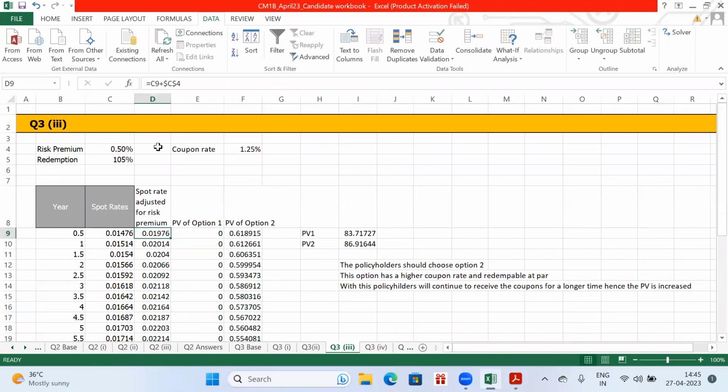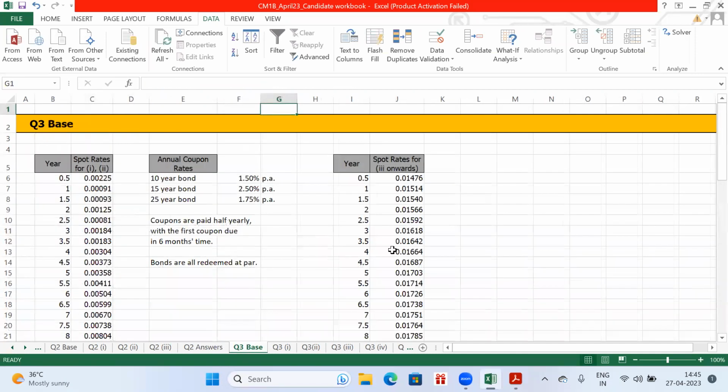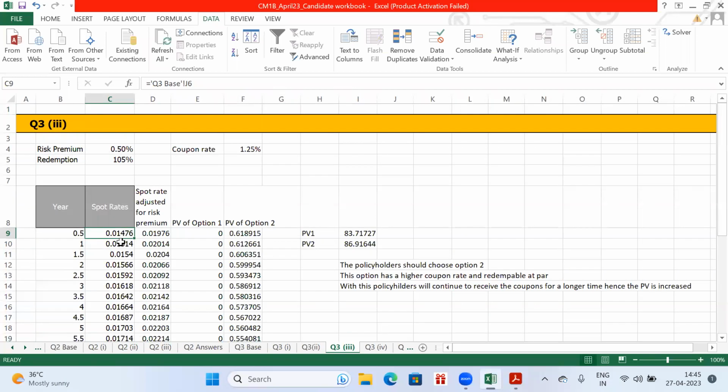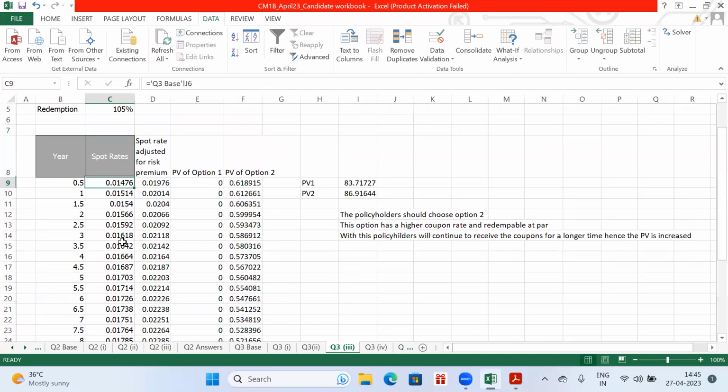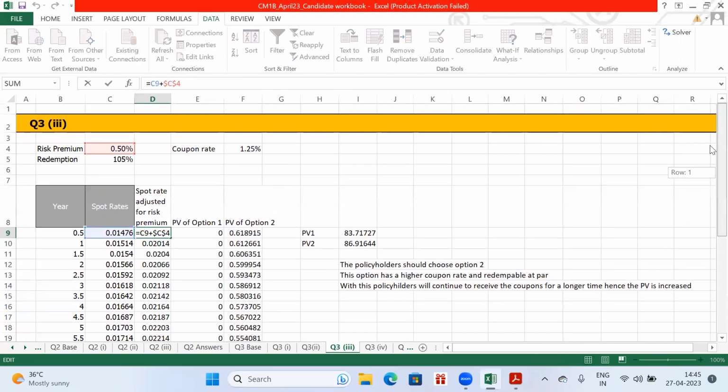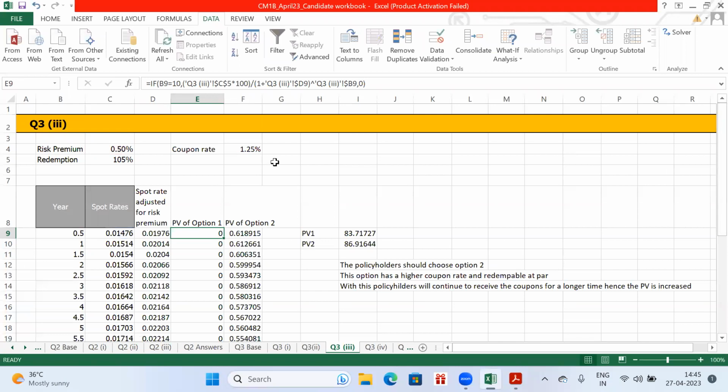So the spot rates with risk-adjusted premium, where are these spot rates from? This is from the question 3 part, so we directly take it from there. Then for the spot rate adjusted for risk premium, we just added the risk premium, which is the extra interest rate people take for extra risk.